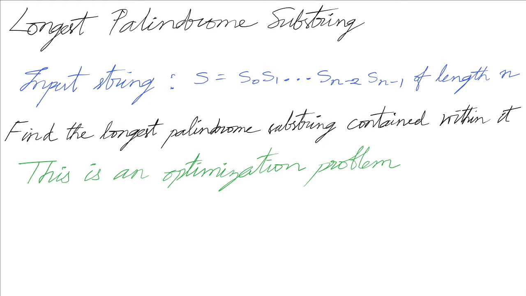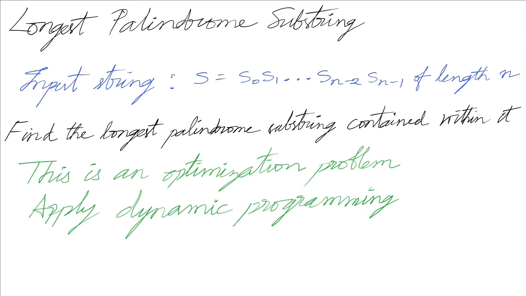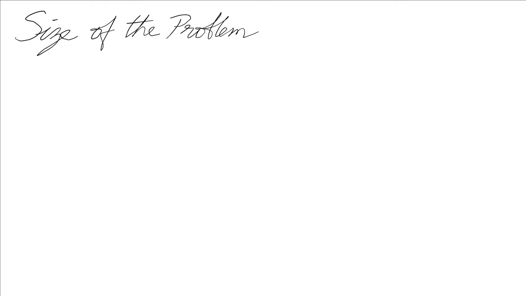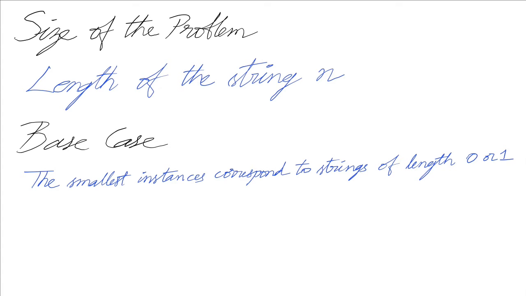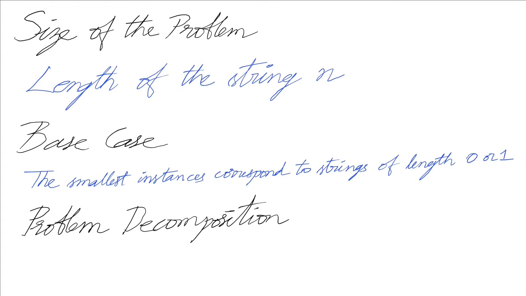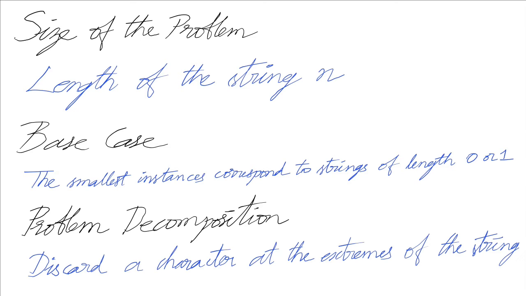This is an optimization problem. We will apply dynamic programming. What is the size of the problem? The size of the problem is the length of the string n. What is the base case? The smallest instances correspond to strings of length 0 or 1. Let's look at the problem decomposition step. We discard a character at the extremes of the string.